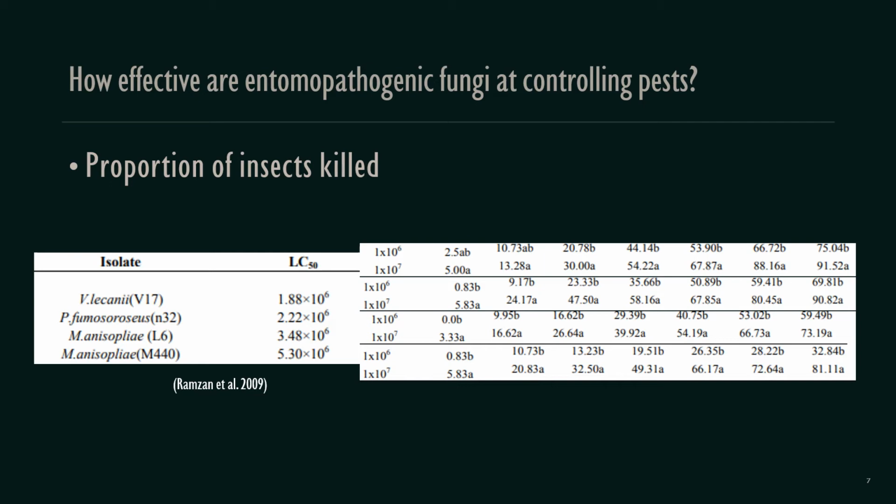When comparing entomopathogenic fungi to chemical pesticides, a major drawback is the time required to kill the majority of insect pests. Chemical pesticides such as chlorpyrifos, an organophosphate pesticide, kill the majority of the pest in the first 24 hours following application. Entomopathogenic fungi, however, take up to a week to kill the majority.